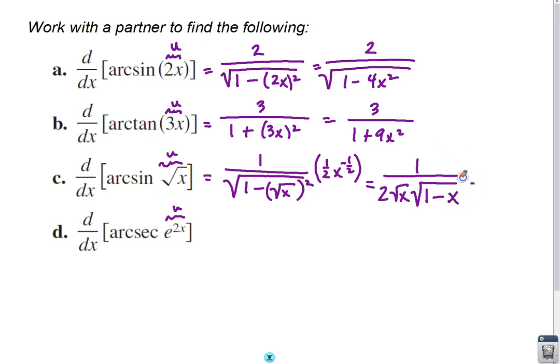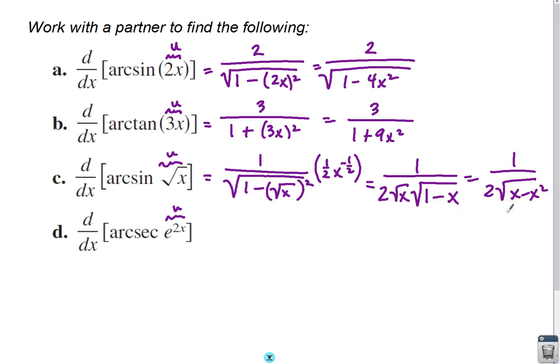Okay, so I could leave it like this, or if I wanted to, I could clean this up a little bit more. Both of these things are within a radical, so when things are inside the radical, they can be multiplied together. So I can make this 1 over 2 square root of x minus x squared. Either of these answers are perfectly fine.